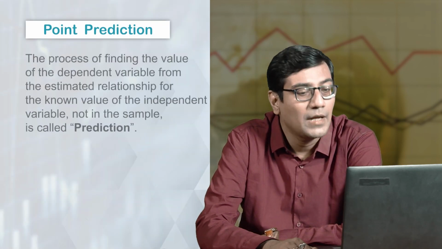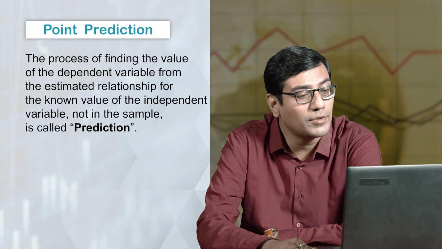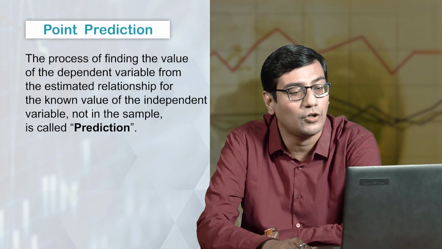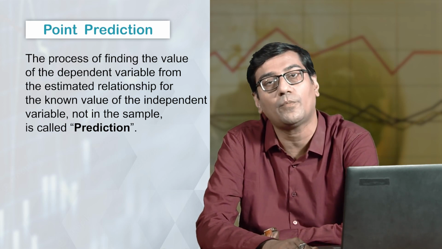Now we move on to the method of prediction that will be applied. First of all, we shall apply the method of point prediction, and when we go for the confidence interval, we shall go for interval prediction. By point prediction, we mean the process of finding the value of the dependent variable from the estimated relationship for a known value of the independent variable not in the sample, which is called prediction.